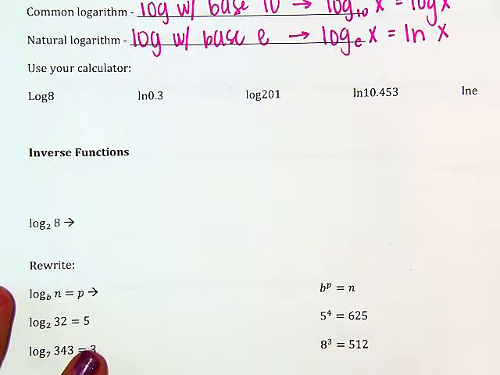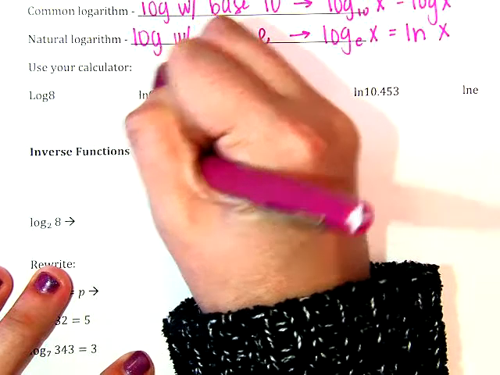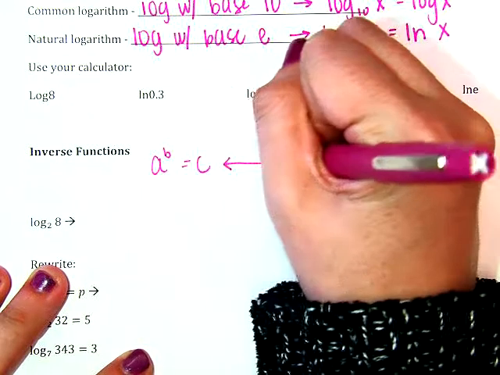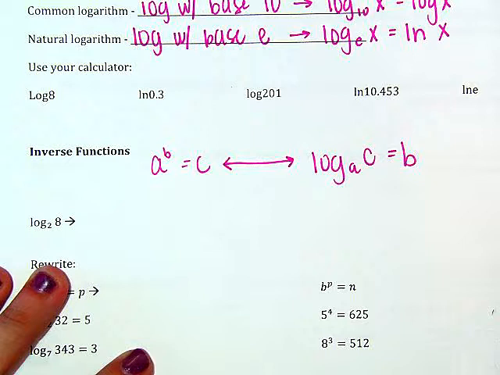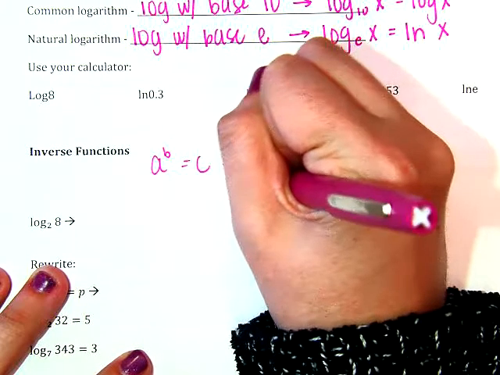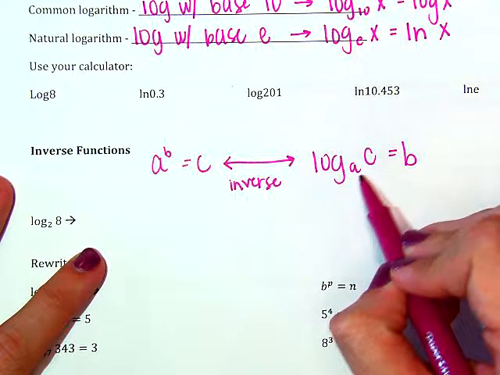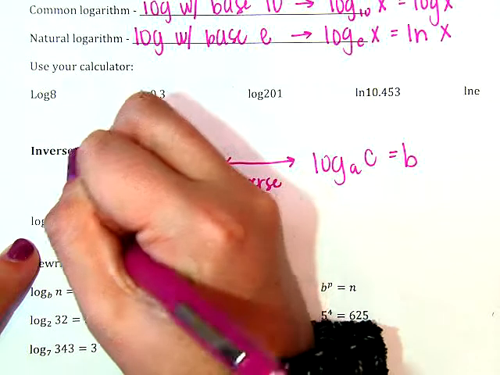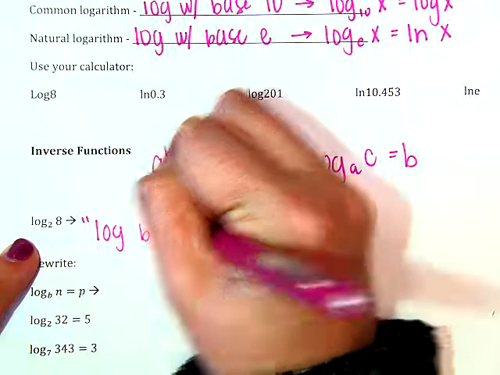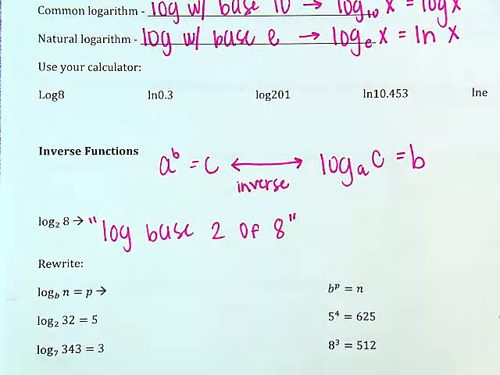Inverse functions. So logarithms and exponential functions are inverses. So like a to the power of b equals c is an inverse with log base a of c equals b. They're inverses. And I showed you yesterday, the big L, you can switch, or the swirly, you can switch. So let's do some rewriting. And this, just so you know, is read like this. Log base 2 of 8. That's kind of how you read that thing here.